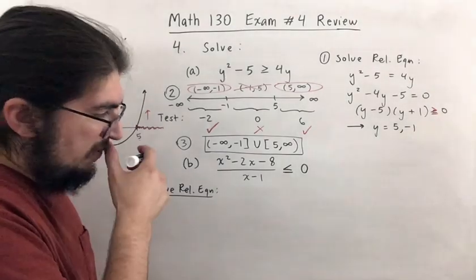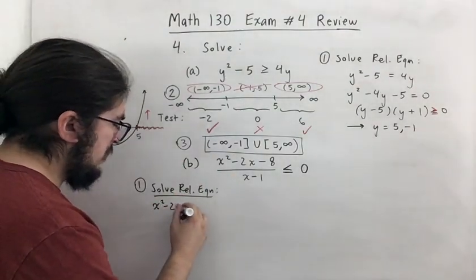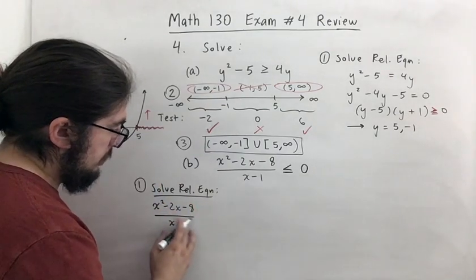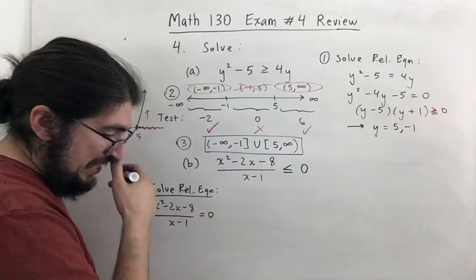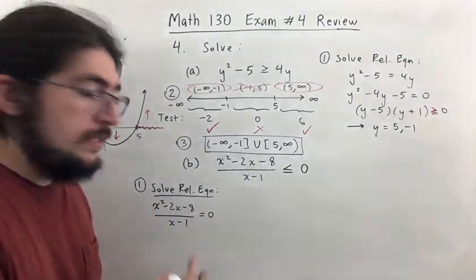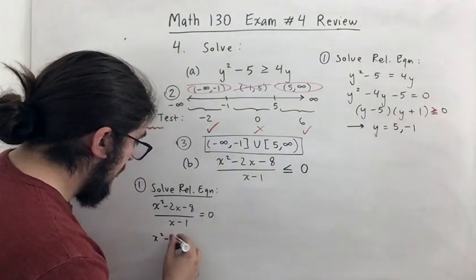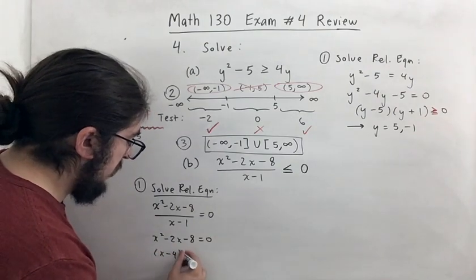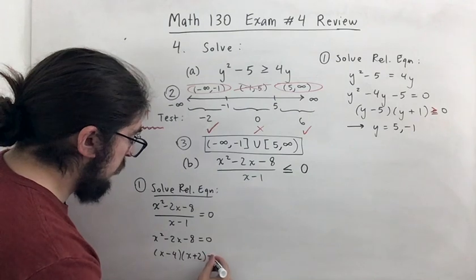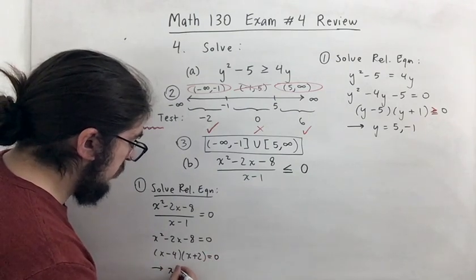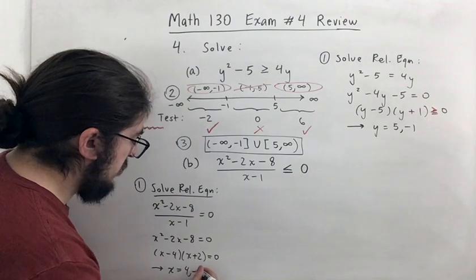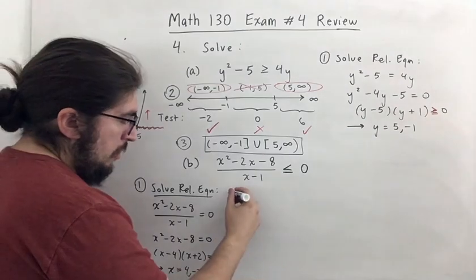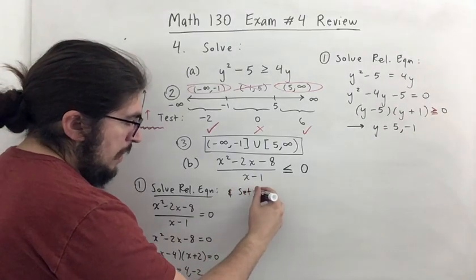Now what's interesting is that when you solve the related equation, x squared minus 2x minus 8 over x minus 1 is equal to 0. That's the related equation. A fraction is 0 only when the top is 0. So this just implies that x squared minus 2x minus 8 is 0, and that actually factors as x minus 4 times x plus 2 equals 0. So then we can say that x is equal to the opposite signs of these, which are positive 4 and negative 2. Okay? But another part of step 1, because there's a denominator here, is to also, so let me say and, set the denominator equal to 0 and solve.